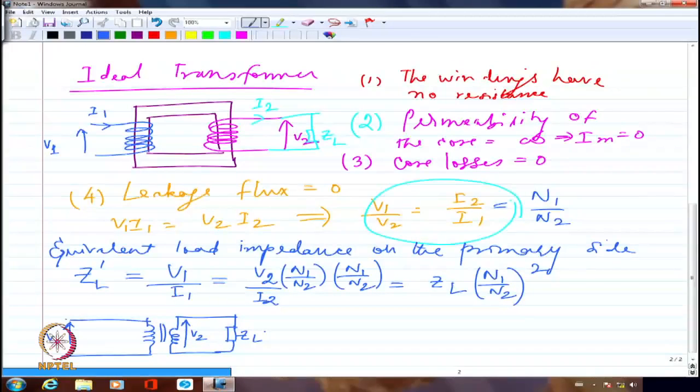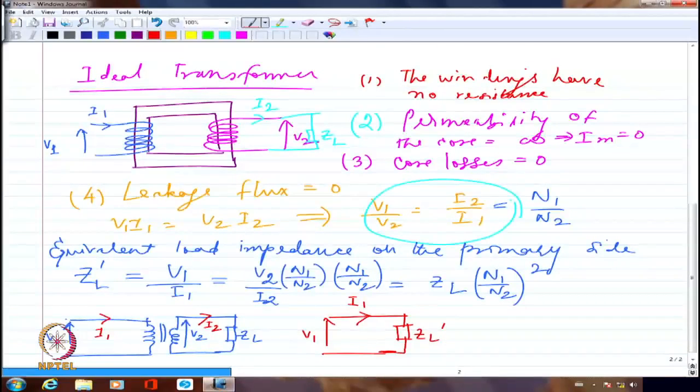This is what was the representation of the transformer. Now I should be able to write this directly as though I just have V1 applied here. I don't have to represent them by two different windings and so on. I can simply draw an impedance here which is ZL dash, and I'm going to have a current of I1 flowing here. Whereas here, of course, it was I2 and here it was I1. This is how it was.